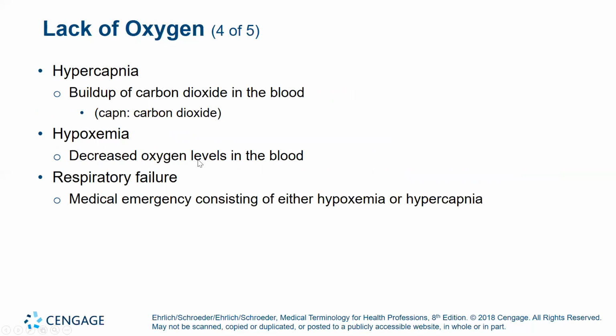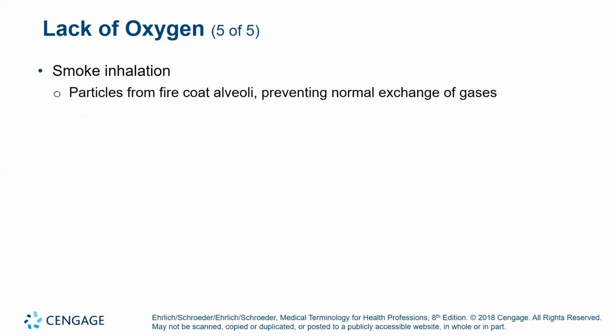Hypercapnia is a buildup of carbon dioxide in the blood. Cap is carbon dioxide. Hypoxemia is decreased oxygen levels in the blood. Respiratory failure is a medical emergency consisting of either hypoxemia or hypercapnia. Smoke inhalation: particles from fire coat the alveoli, preventing normal exchange of gases if a person has smoke inhalation. So it's damage to the lungs.